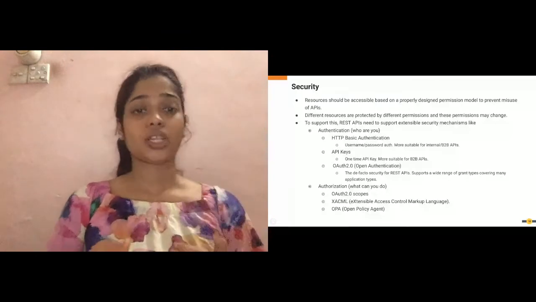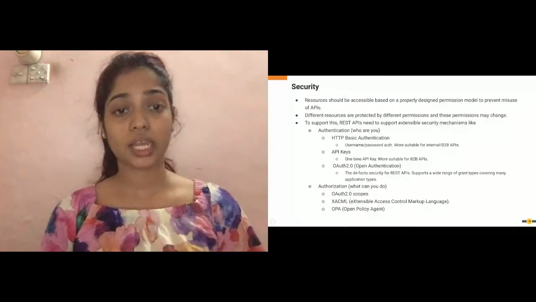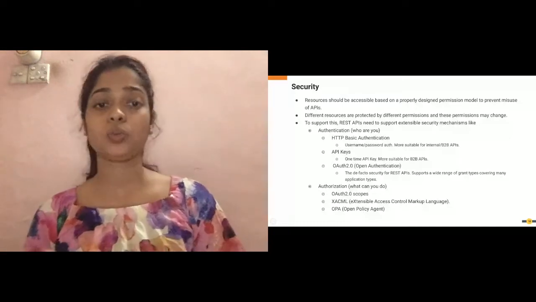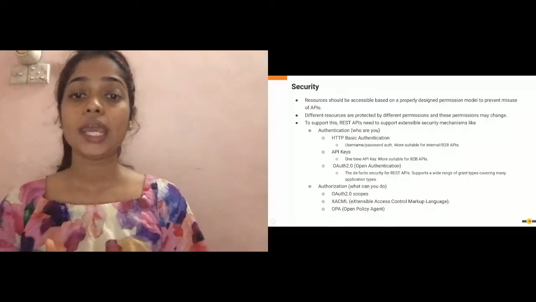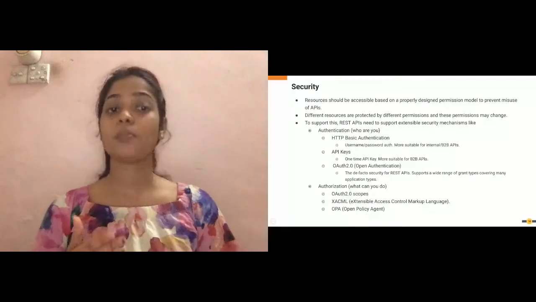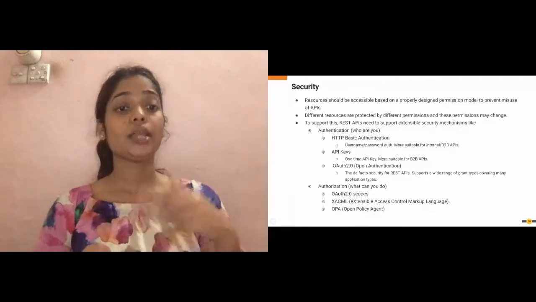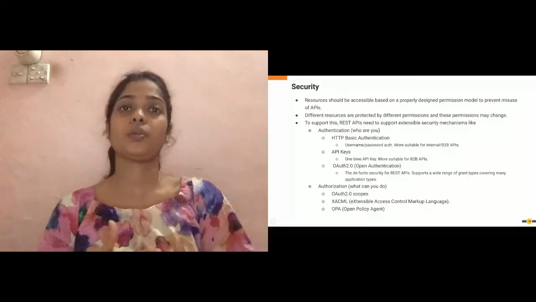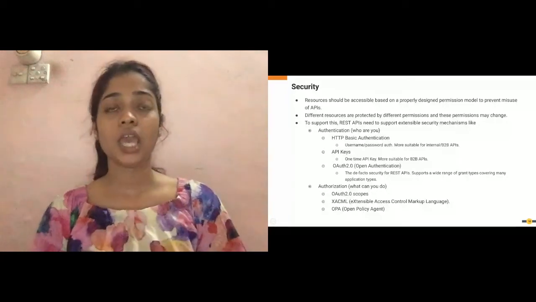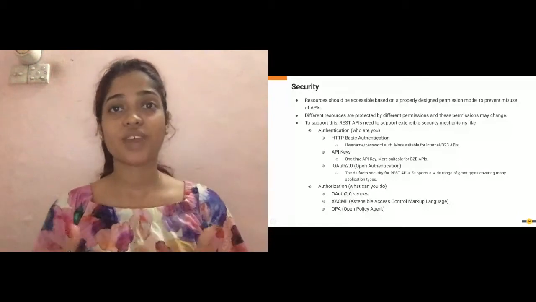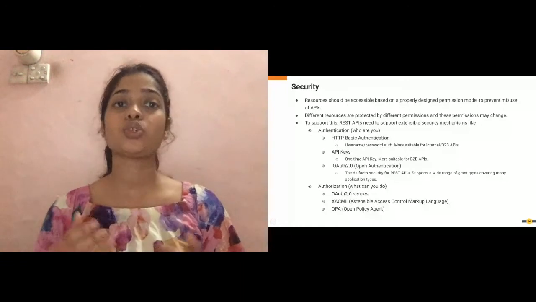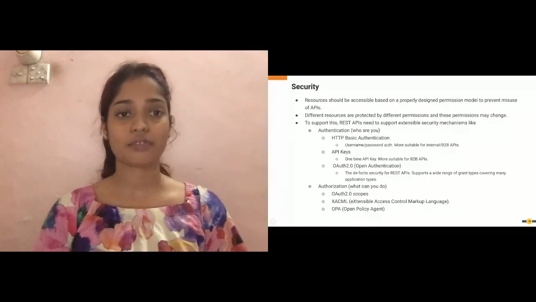If you look at authentication, HTTP basic authentication uses username and password, which is base64 encoded. It is more suitable for internal or business-to-business APIs. The next option is API keys. It's a one-time API key, which is more suitable for business-to-business APIs. In this method, a unique generated value is assigned to each first-time user, and this API key is used to identify this user hereafter.